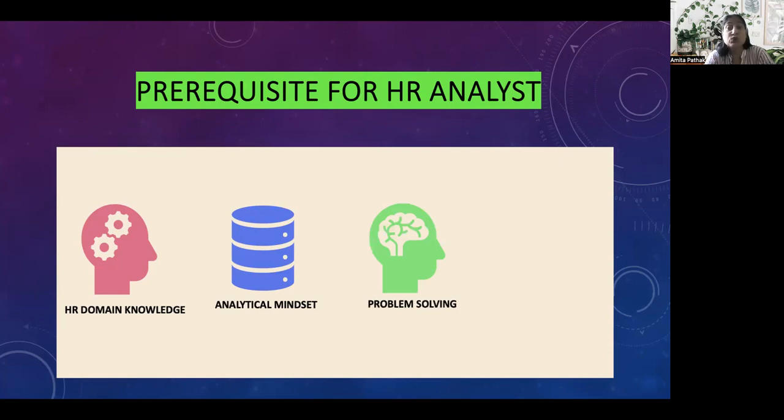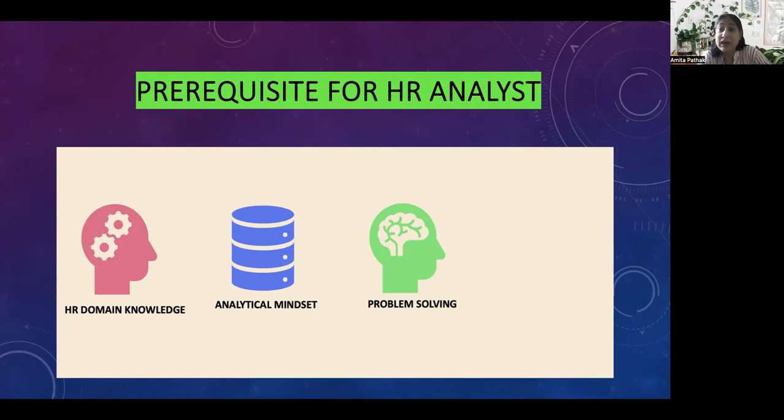Next thing is problem solving, because we have to solve a problem. HR analysts are here to solve certain problems of the organization, to give certain aspects of the organization with his analytical mindset, to show certain informed decision making, certain insights. So for doing that, the person should have a problem solving mind. But luckily, HR people are great problem solvers. But still, if you are not a problem solver, no issues.